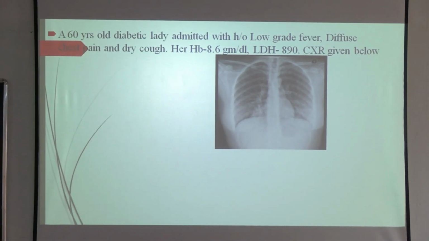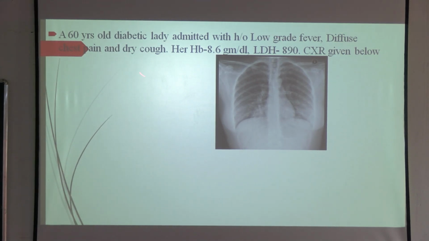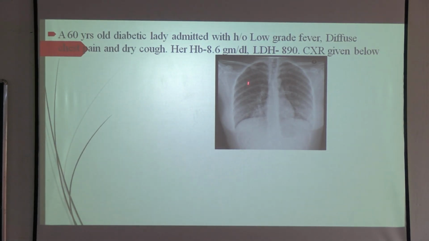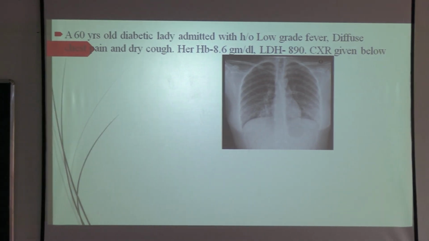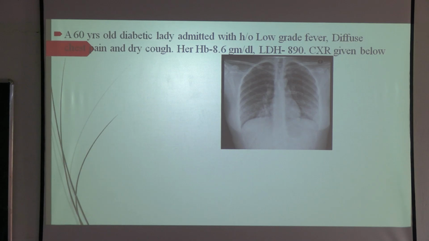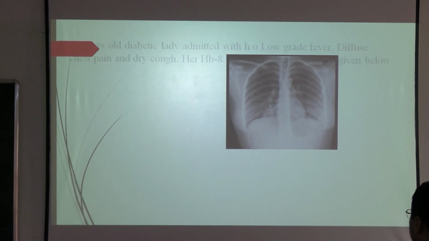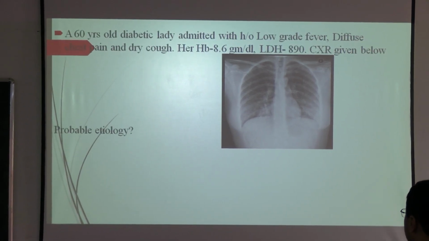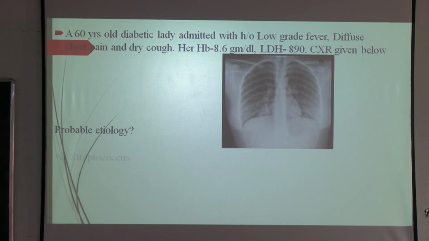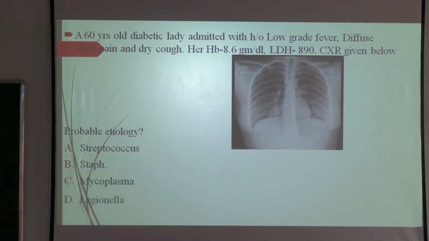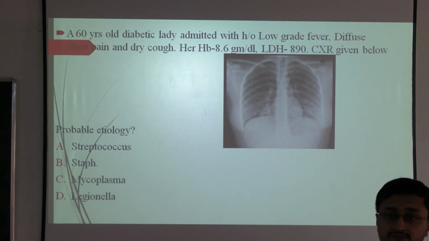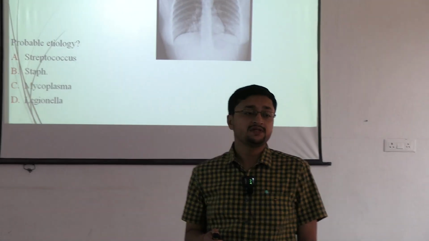So 60 years old diabetic lady admitted with history of low grade of fever. So this is the X-ray and diffuse chest pain with dry cough. Hemoglobin is low and LDH is 890. Okay, so LDH is high and hemoglobin is low. And this is the X-ray. So what could be the probable etiology? Streptococcus, staph, mycoplasma or Legionella? What is the probable etiology?